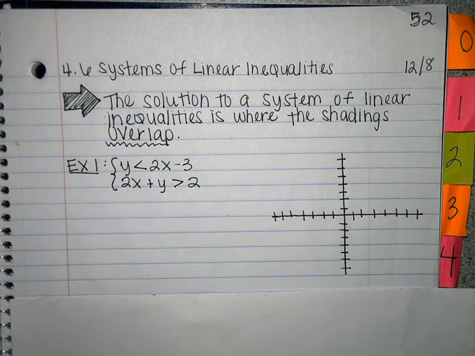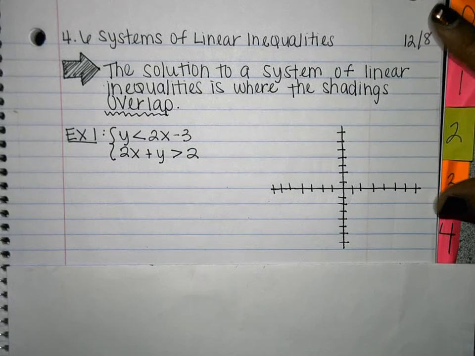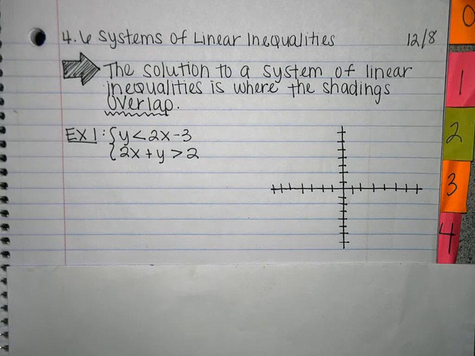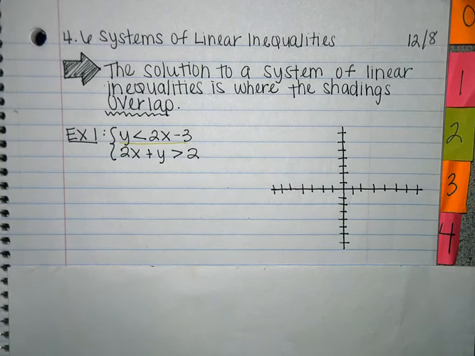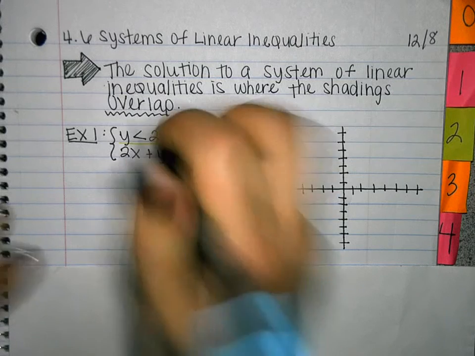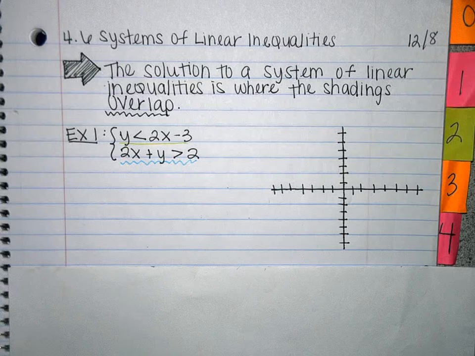And then here's our first example. We are going to graph the system y less than 2x minus 3 and 2x plus y greater than 2. And we're going to graph that.